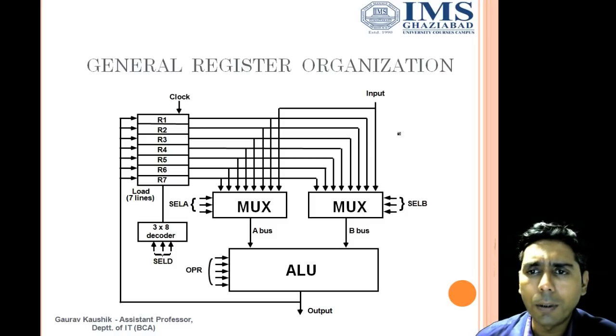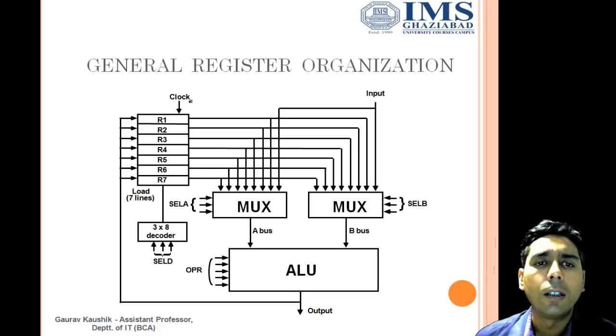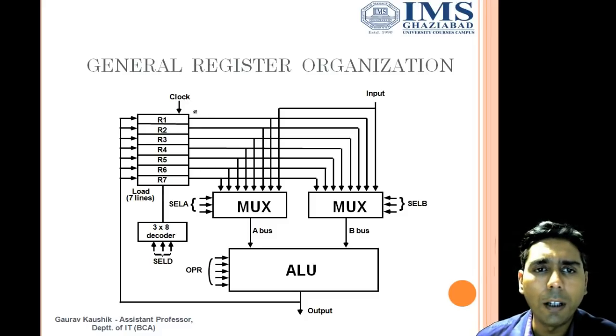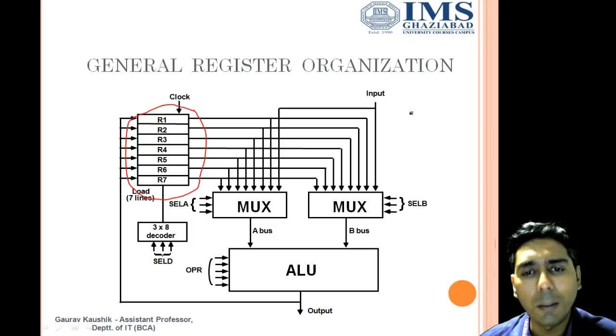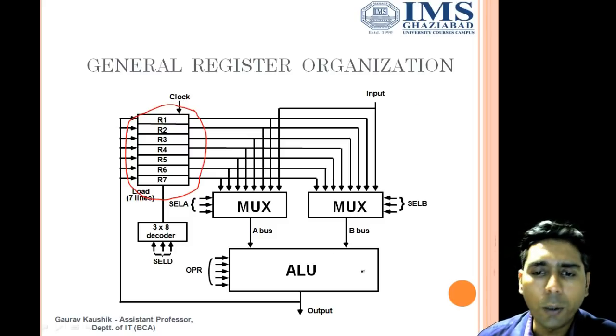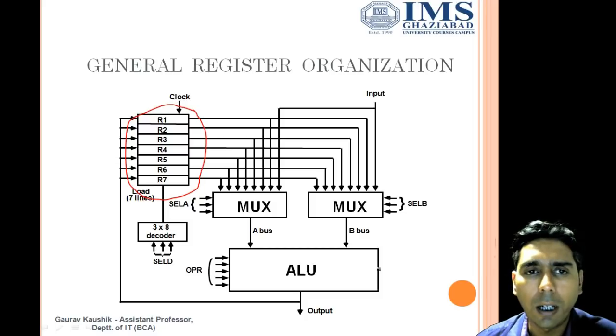So here I am supposing that my CPU has 7. You can see here that we have 7 general purpose registers which are used to hold the intermediate data, which is frequently required by the ALU to perform certain tasks.